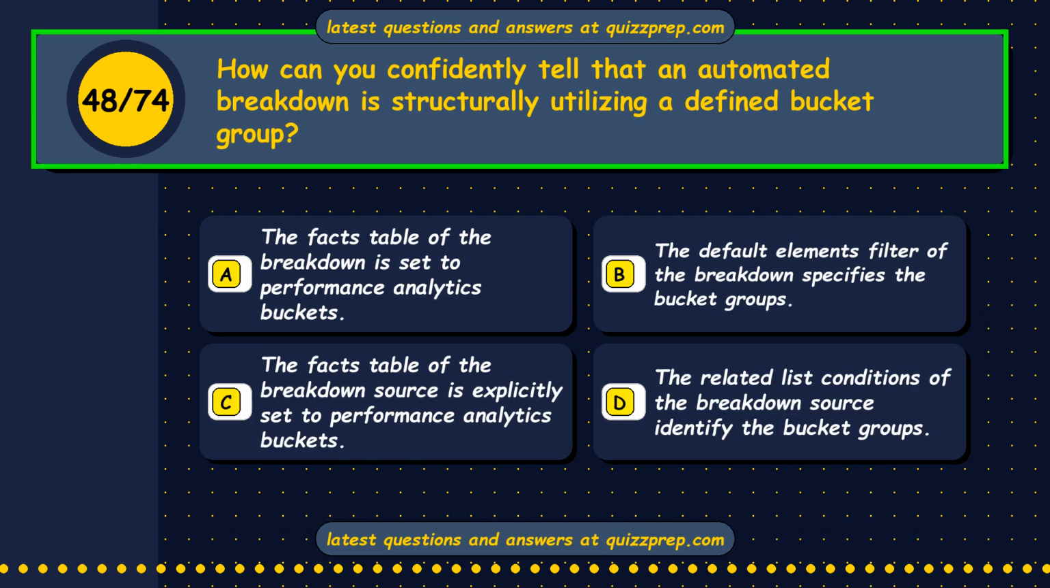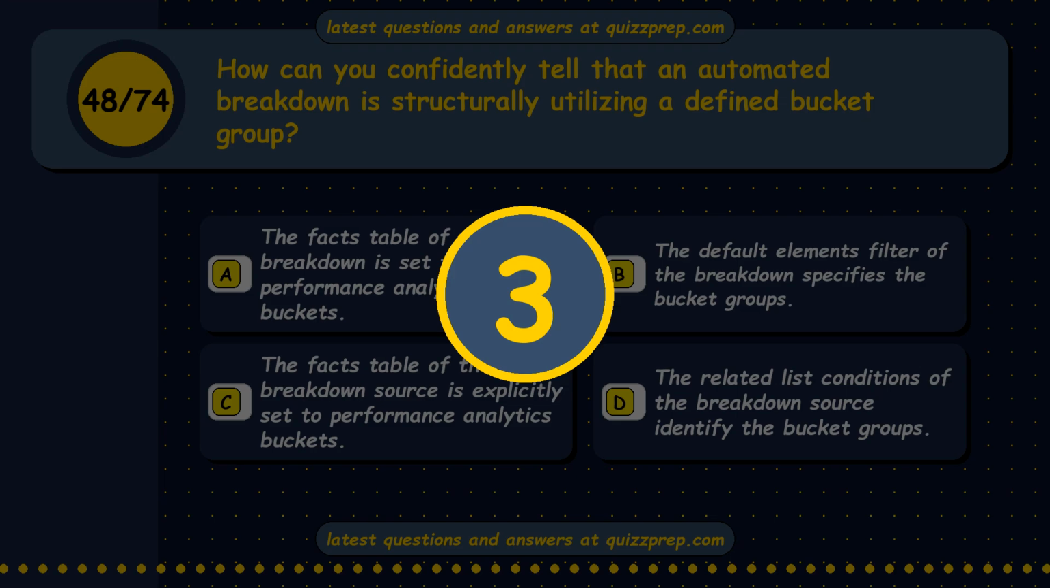Question 48. How can you tell that an automated breakdown is utilizing a defined bucket group? Option A. The facts table of the breakdown is set to performance analytics buckets. Option B. The default elements filter of the breakdown specifies the bucket groups. Option C. The facts table of the breakdown source is set to performance analytics buckets. Option D. The related list conditions of the breakdown source identify the bucket groups.